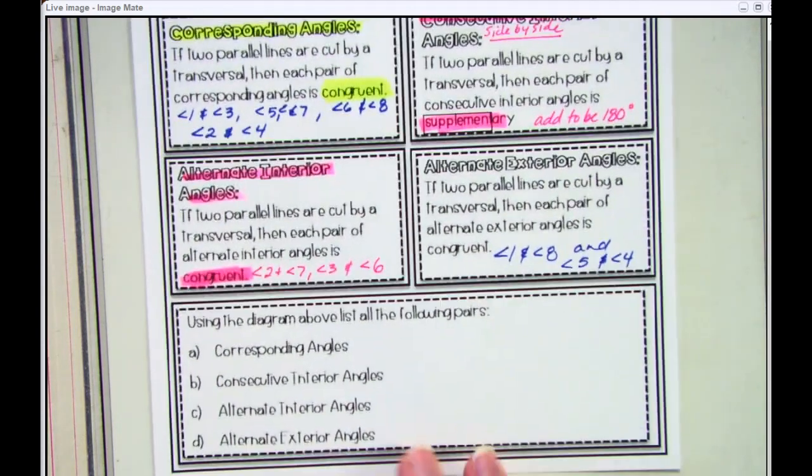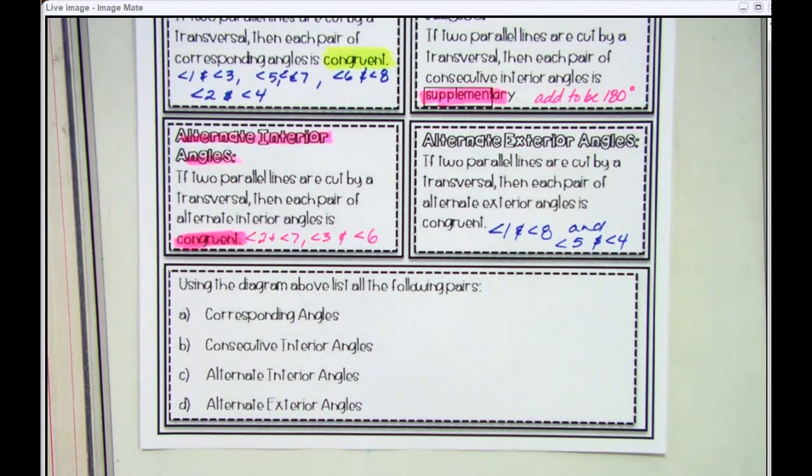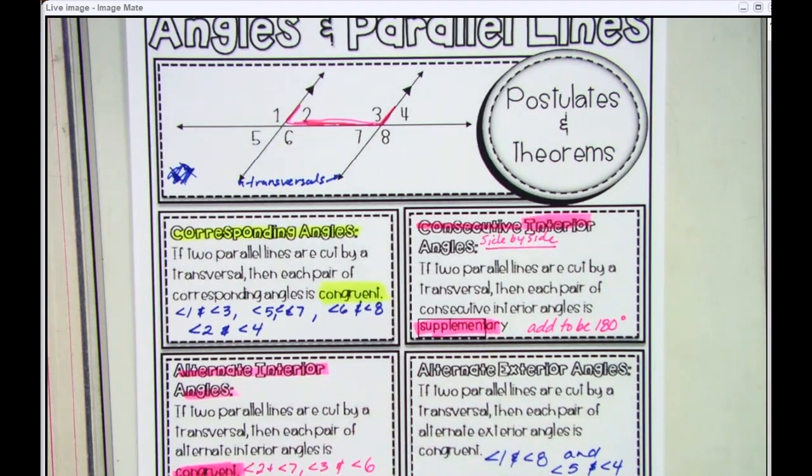Now, this bottom part, it says use the diagram above to list the pairs. We kind of already did that as we were going through. So we're not going to have to do that. But I do want to show you how this works with your homework. So give me a few more minutes, and then you can be well on your way with your assignment.